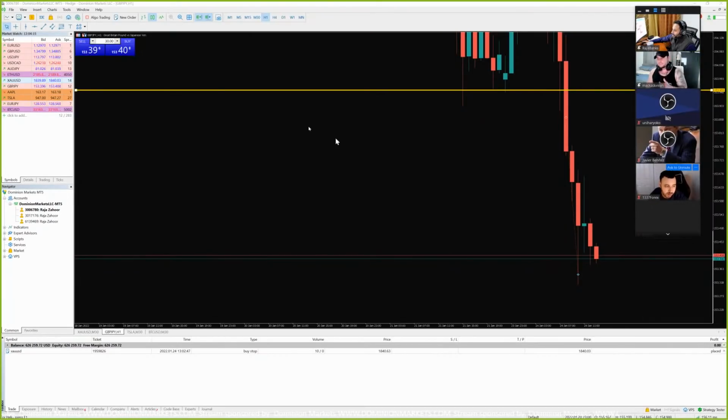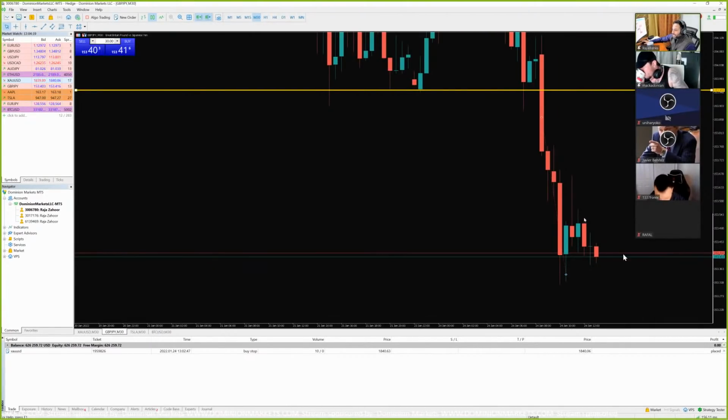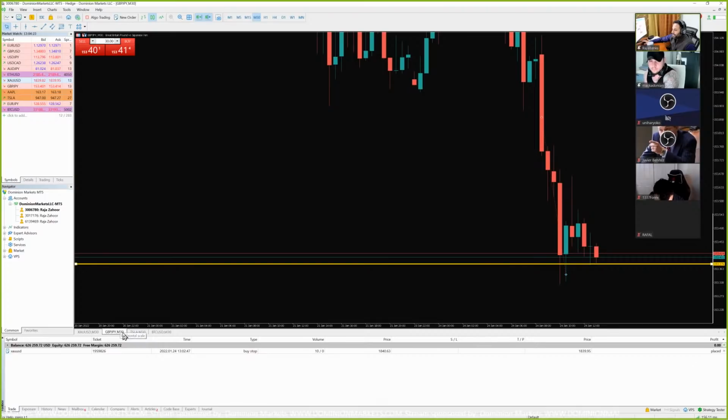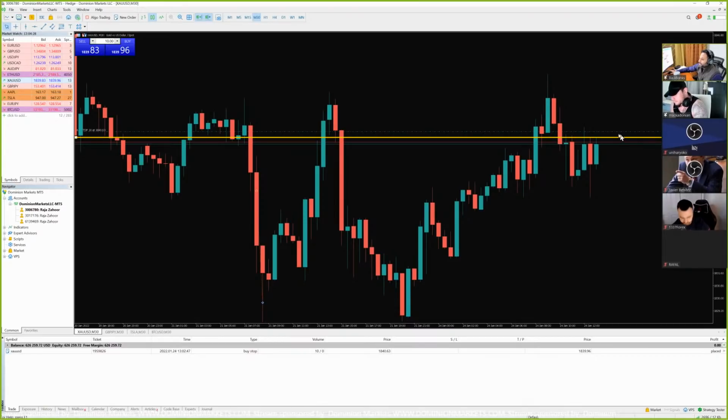Oh wow, look at this. Pound yen is about to make the move over here as well. Ladies and gentlemen, pound yen is at a crucial stage here to break below. Gold is at a crucial stage here to break above. My oh my.